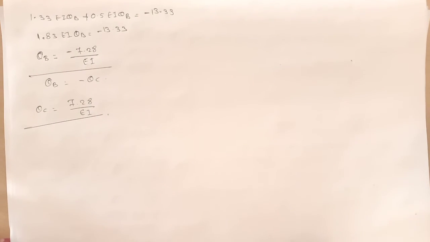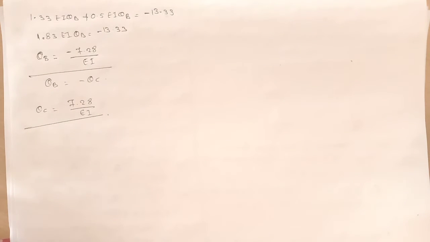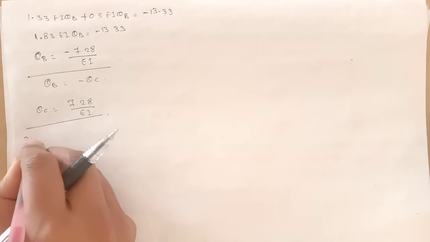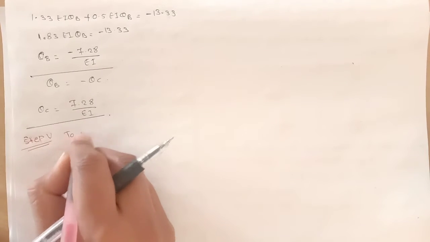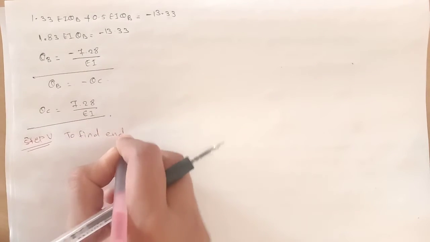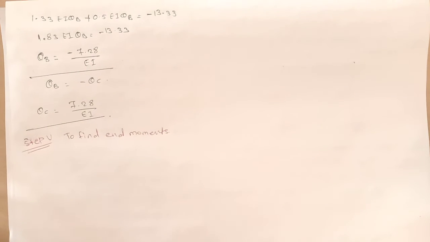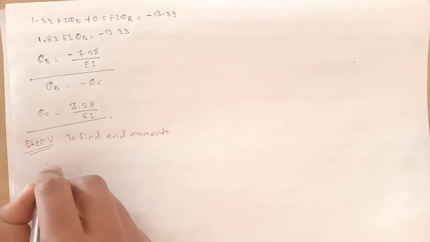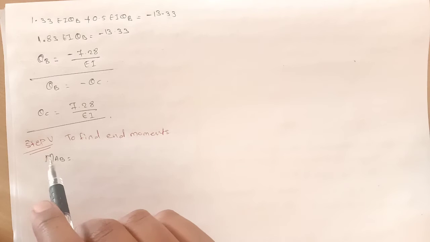Then next, put these theta B and theta C values in equations number 1 to 6. Then we get end moments at different joints. So first, step number 5, to find end moments at joints. First take end moment at member AB. Put these theta B and theta C values in equation number 1.